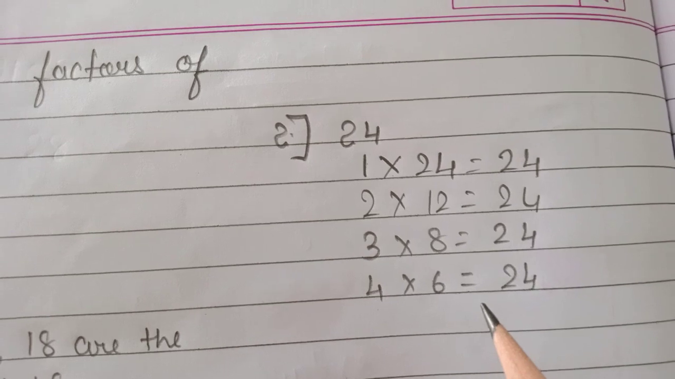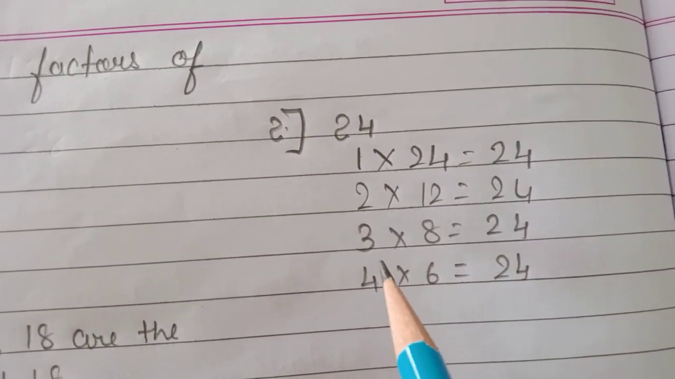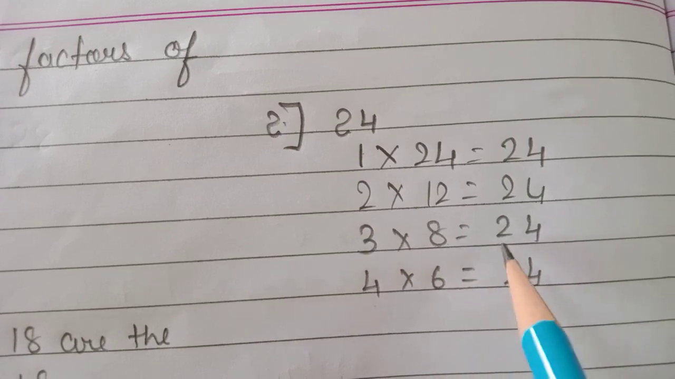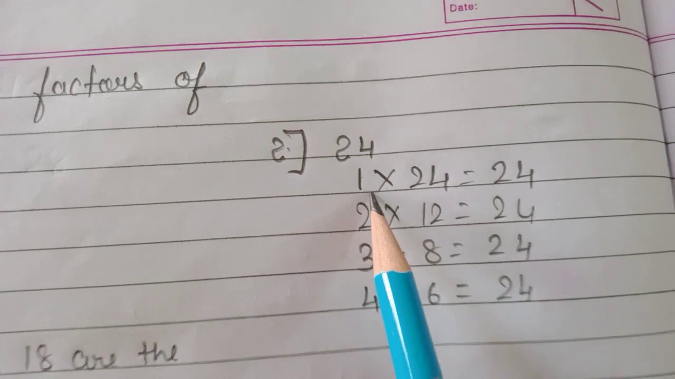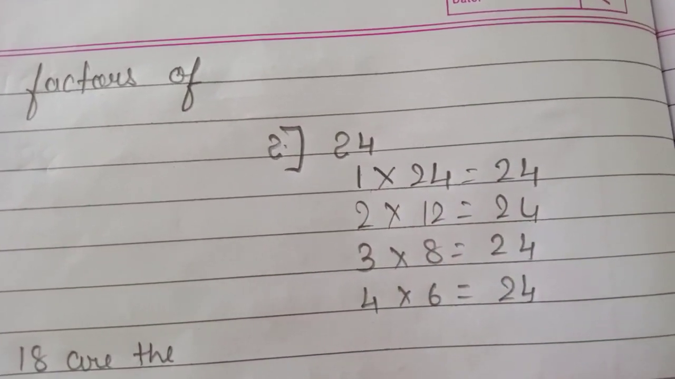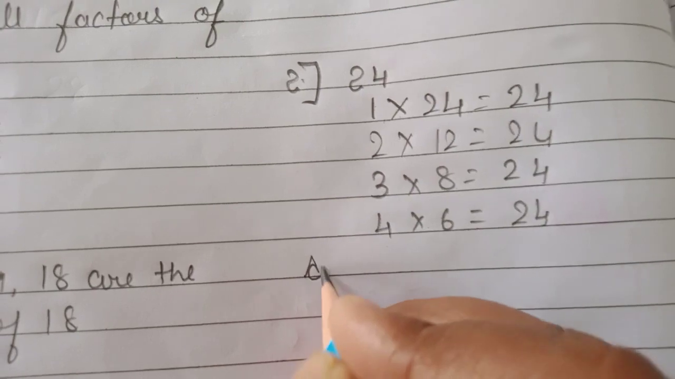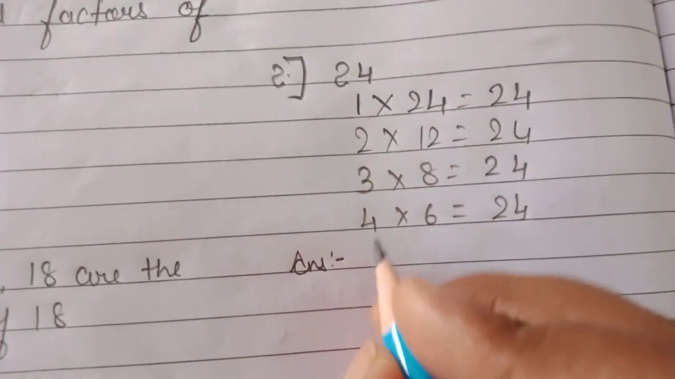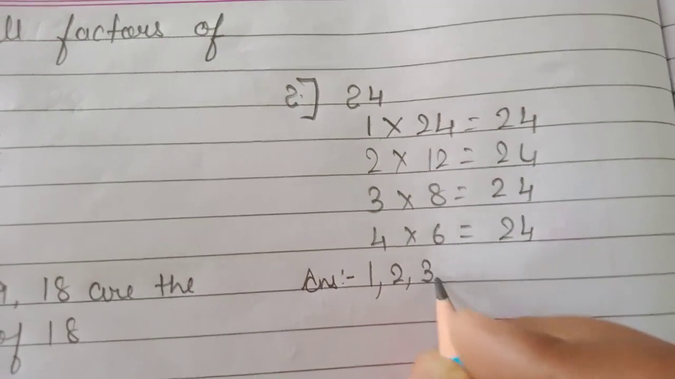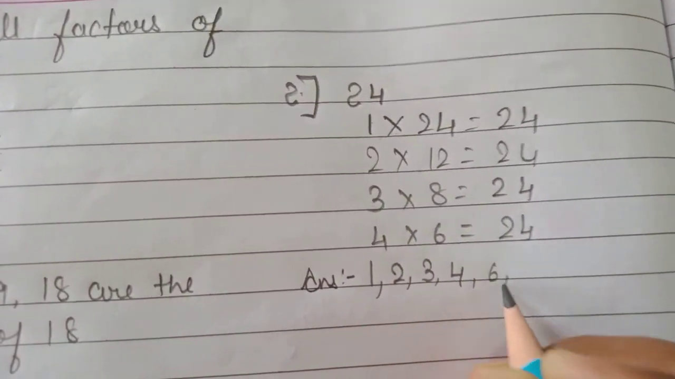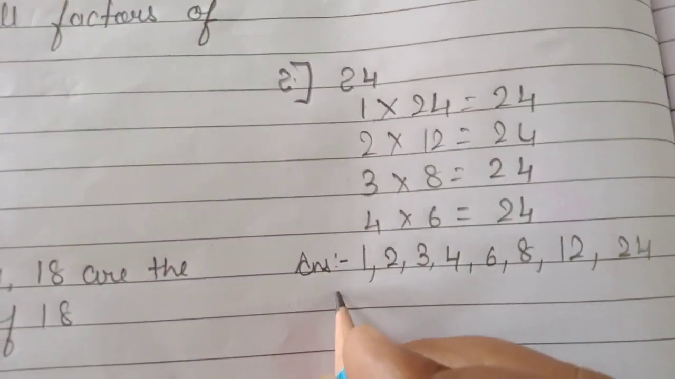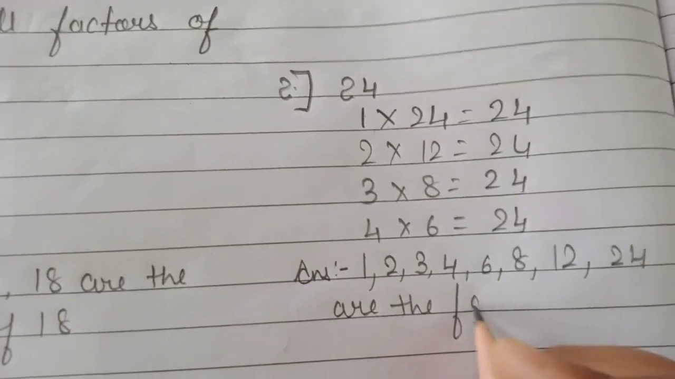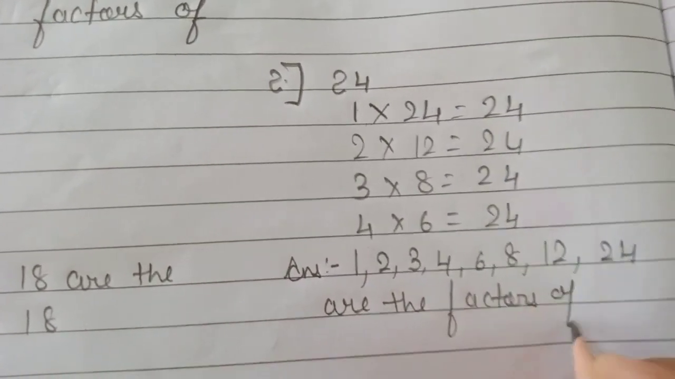Then in the 7 table, no. 8 table, 8 3s are 24, which we have also written as 3 8s are 24, so we will not repeat. At last we will write 24 1s are 24, which we have already written as 1 24s are 24. So we will write the answer here. Starting from 1: 1, 2, 3, 4, then 6, then 8, then 12 and 24 are the factors of 24. Okay.